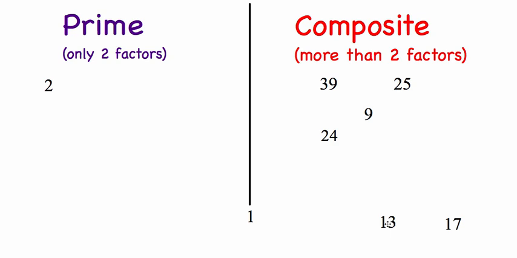13. I believe on a previous slide we learned that 13 is a prime number. The only factors of 13 are 1 and 13. So that's going to have exactly 2 factors. It's going to go over on the prime side. And our last number is 17. It's another prime number. The only numbers that can be multiplied together to get 17 are 1 and 17. So it has 2 factors. It's going to go on this side.